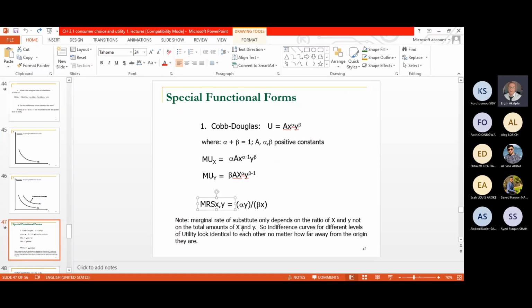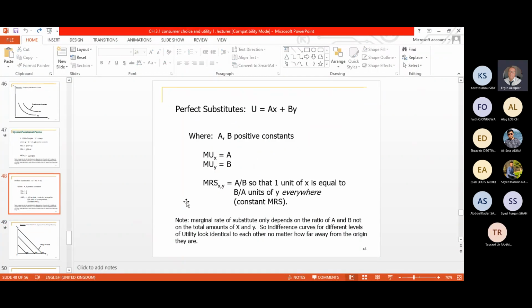Then the marginal rate of substitution only depends on the ratio of x and y, not on the total amounts of x and y. So indifference curves for different levels of utility look identical to each other, no matter how far away from the origin they are. Therefore, the Cobb-Douglas function is also very good for exercising in this direction.